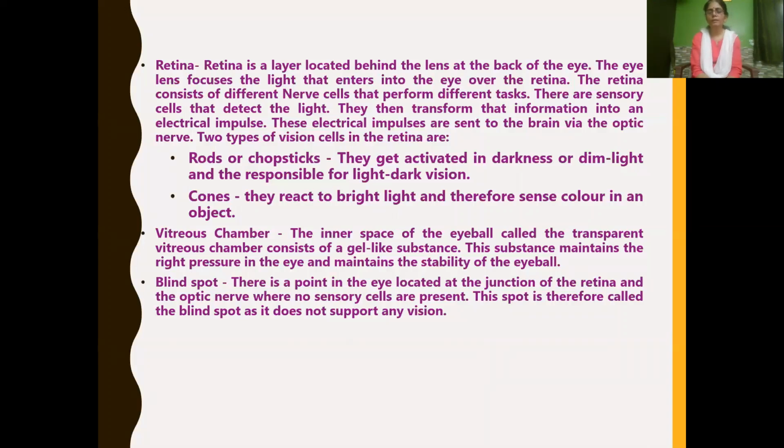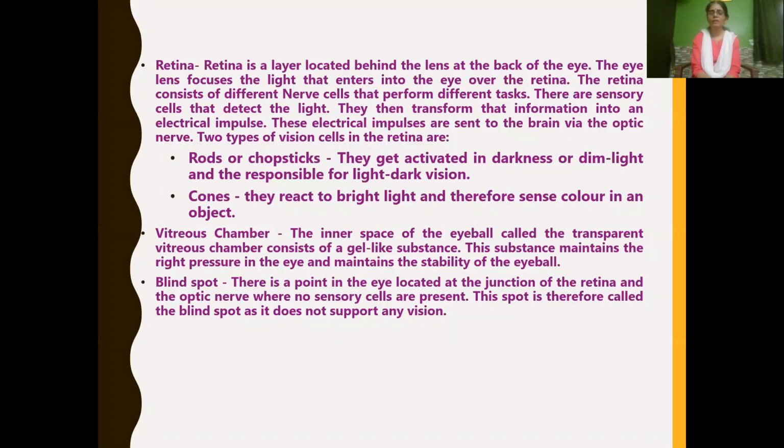Rods, they are activated in the darkness, or you can say dim light. So it is responsible for the dark vision. And cones, they are activated in the bright light, and therefore they are responsible for bright light vision. And they also sense color in an object. So cones are responsible for bright light as well as they sense color.